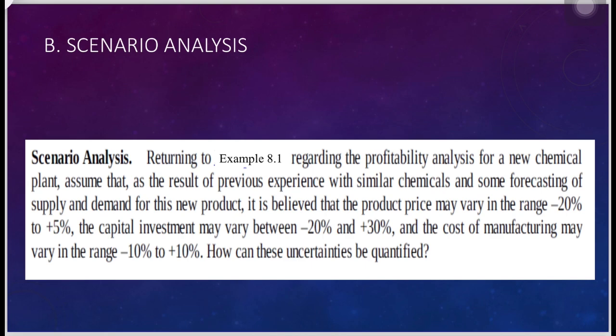The capital investment may vary between negative 20% to 30%, and the cost of manufacturing may vary in the range of negative 10% to 10%. So, how can these uncertainties be quantified? All right.